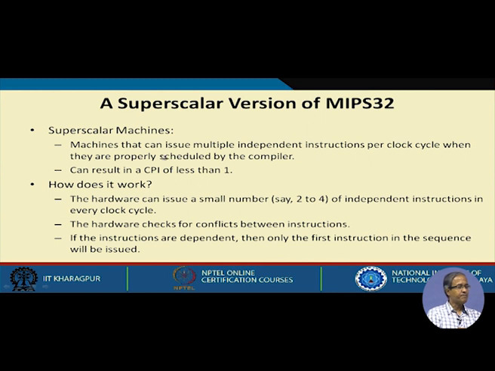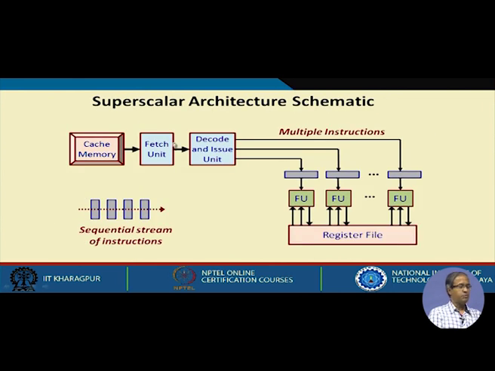So, these machines can issue multiple independent instructions. Obviously, these have to be independent. If there is a dependency between the instructions, you cannot start them together. So, the hardware issues a fixed number of instructions, 2 to 4. The hardware can also check for conflicts, whether they can start together. If there is a conflict, then only one of the instructions can be issued and the others have to wait. Okay. So, a superscalar architecture schematically looks like this.